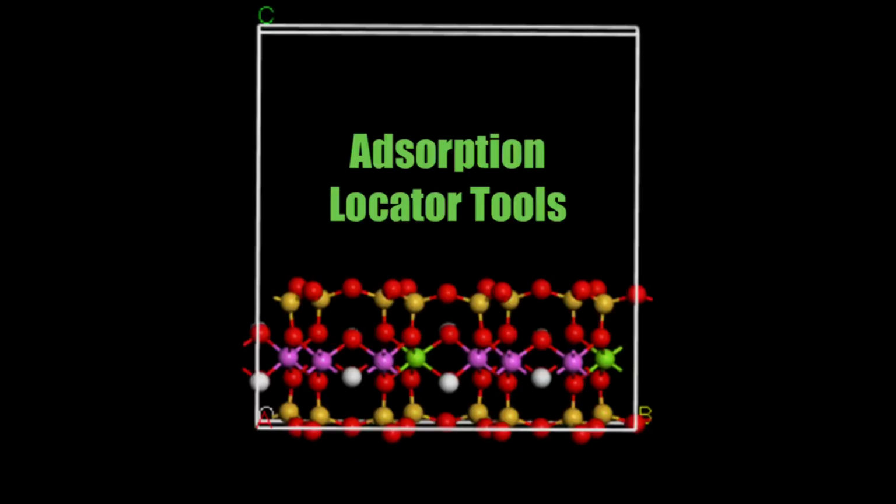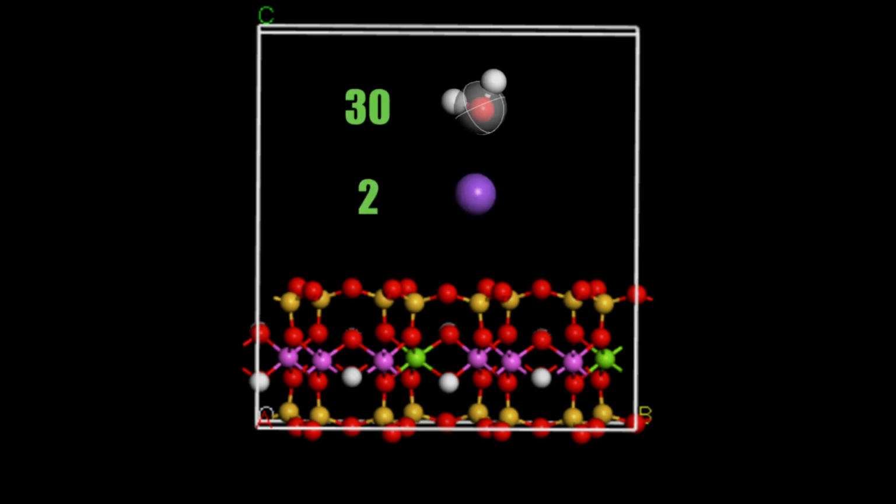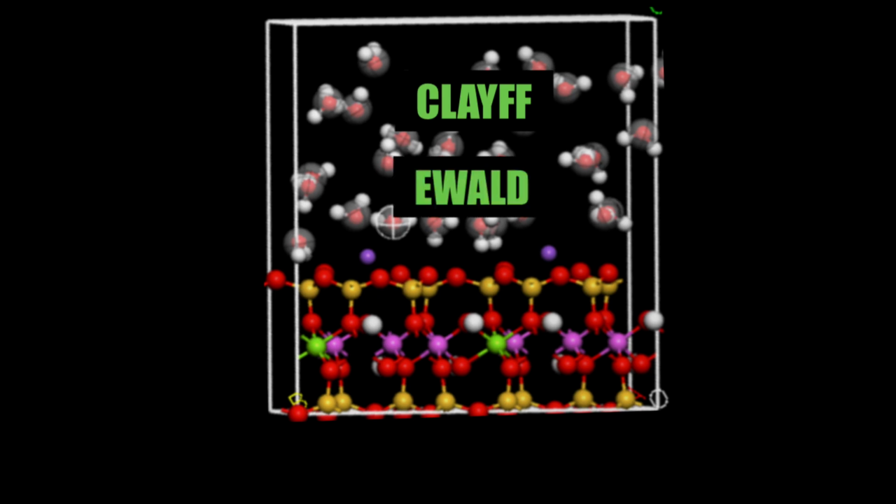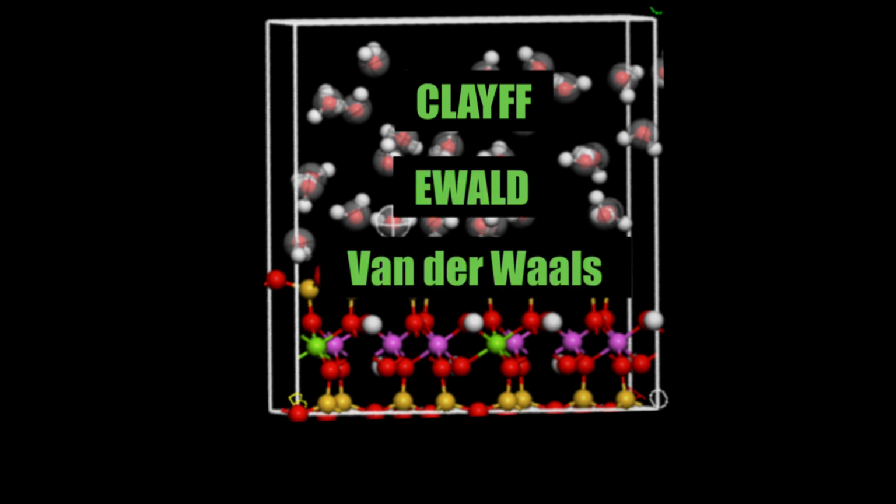Using the adsorption locator tool's function, 30 water molecules and 2 sodium plus ions were inserted into the model. The number of water molecules was based on the pre-established 5 molecules per water layer per unit cell, and were modeled using the single-point charge water model, and the 2 sodium ions were inserted to create an electroneutral environment, as montmorillonite is negatively charged due to isomorphic substitution of magnesium and aluminum. The adsorption calculation was performed using the ClayFF force field, the Ewald summation method for electrostatic potential, and van der Waals atom-based forces, as with all future simulations.